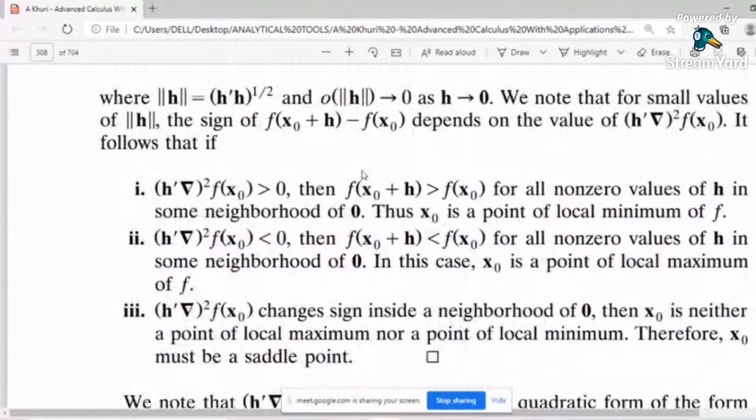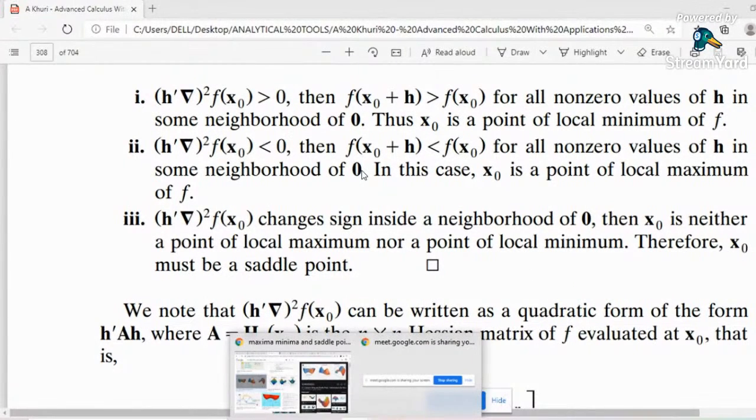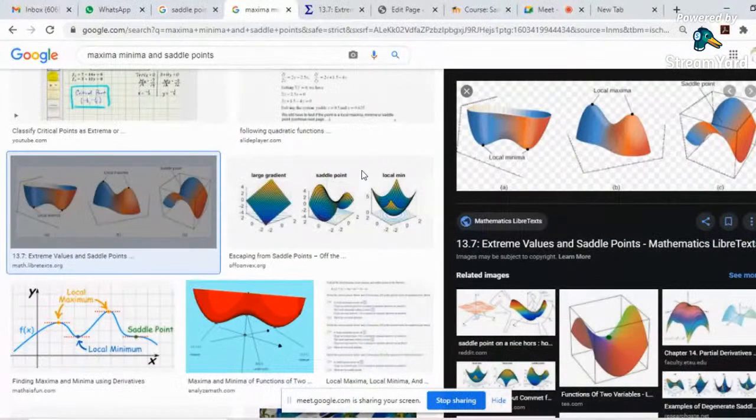And what happens in the case of a saddle point? If h prime del square f of x naught h changes sign inside the neighborhood of 0, then x naught is neither a point of local maximum nor a point of local minimum. Therefore, x naught must be a saddle point. You can see that in the third figure.